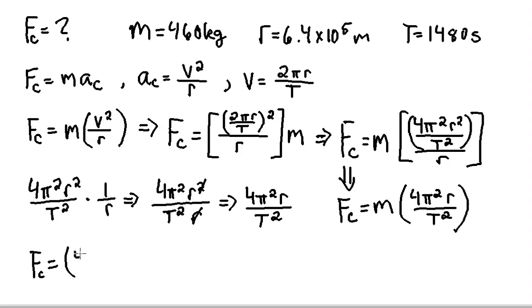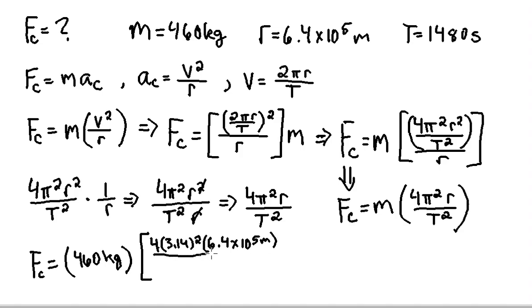It's still not that great looking, but okay, our mass is 460 kilograms. I'm going to put this in brackets now. 4 times 3.14 squared times our distance, 6.4 times 10 to the 5 meters, all divided by 1,480 seconds. All right. So 460 kilograms.